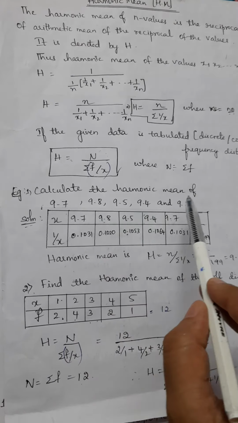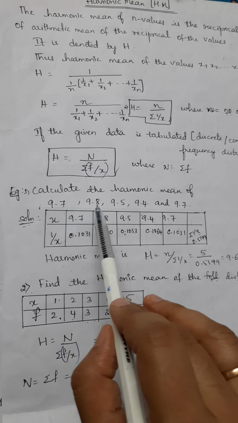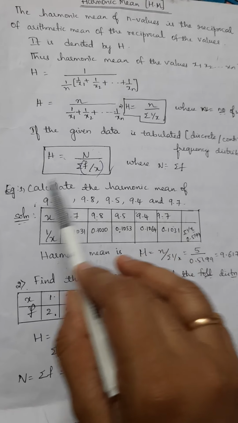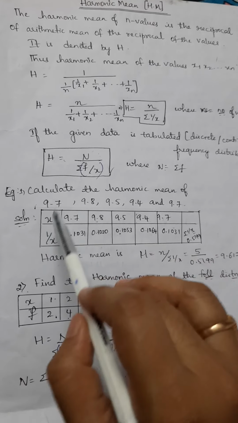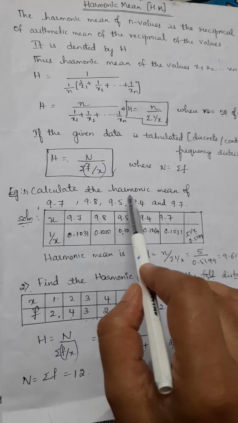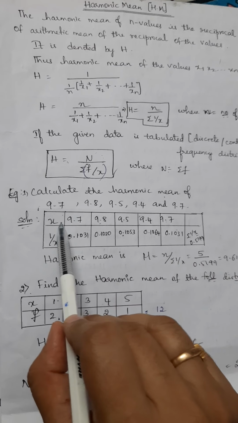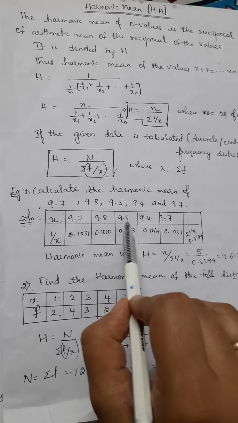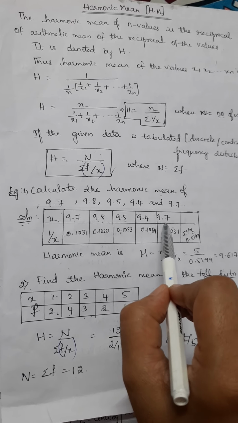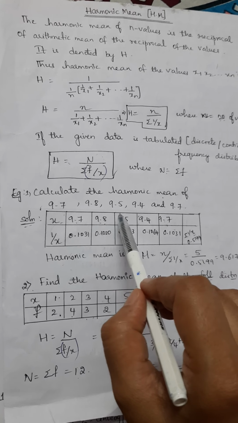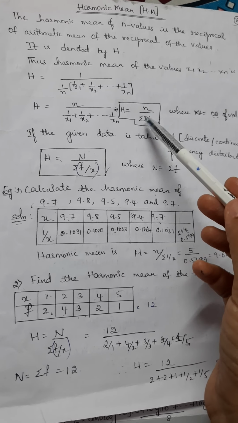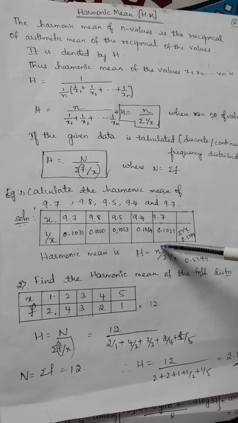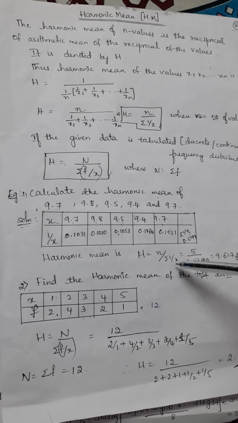Calculate the harmonic mean of 9.7, 9.8, 9.5, 9.4 and 9.7. Here, this is the individual series given. We need to calculate harmonic mean. So first x values are given. Let us write it: 9.7, 9.8, 9.5, 9.4 and 9.7. Since it is an individual series without frequencies, we should go for the first formula. So let us write down the first formula. H is equal to n divided by summation of 1 by x.